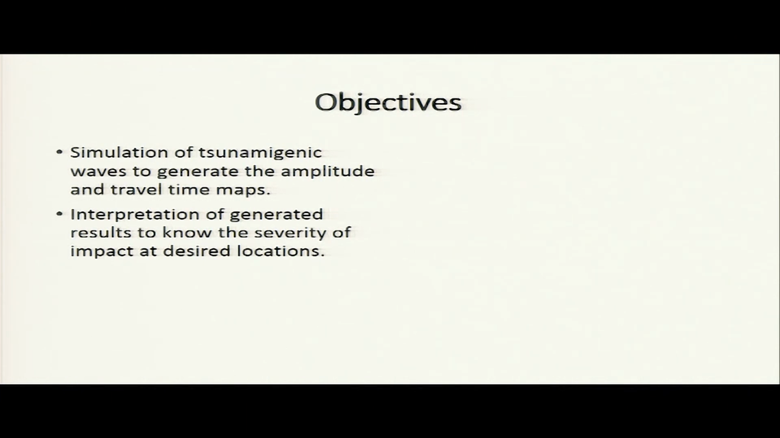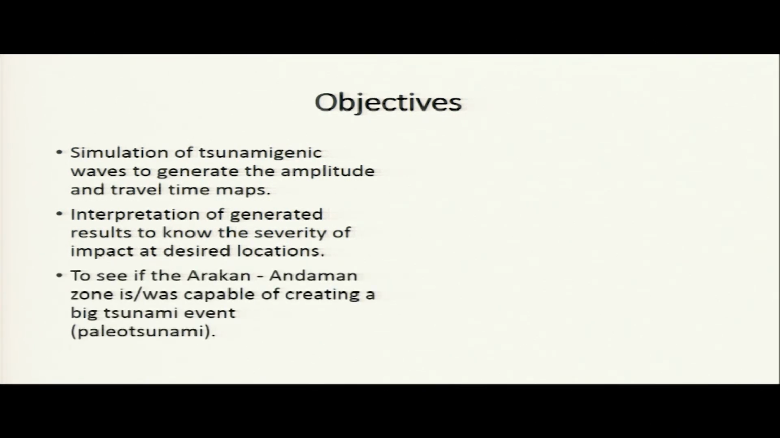The locations which are near to the tsunami source, near to the subduction zone, which are prone to earthquake and then generated tsunami, can be demarcated and we can lower the risk in those areas. As people living in the Indian subcontinent, we need to study this subduction zone, the Arakan Andaman and also the Sumatra zone, as it is capable of creating a big tsunami event, which we have already seen in 2004.